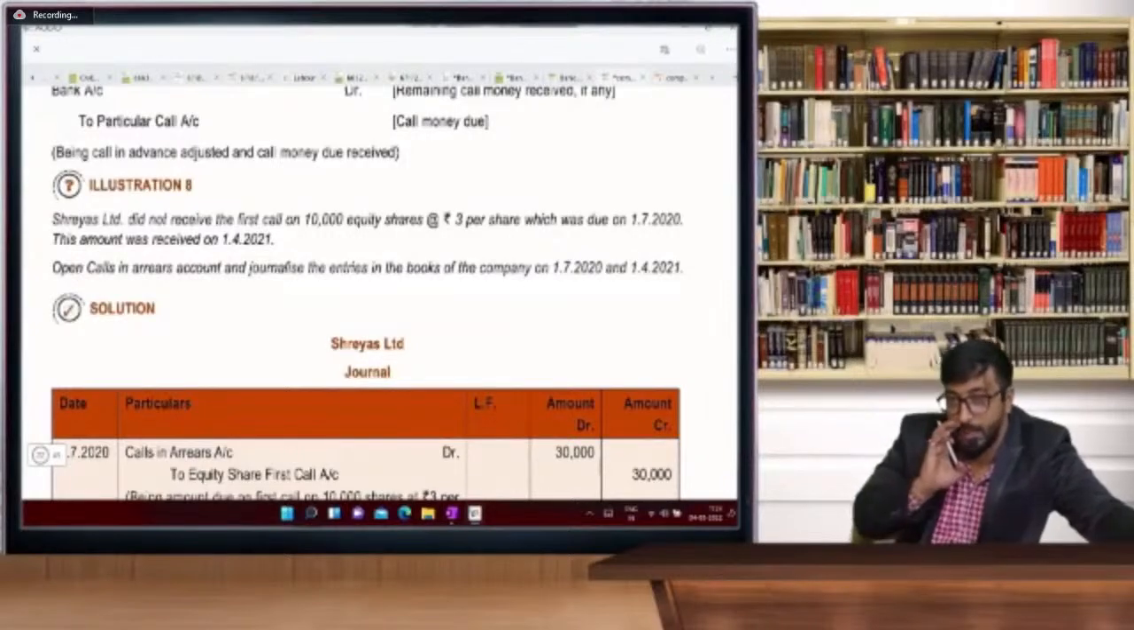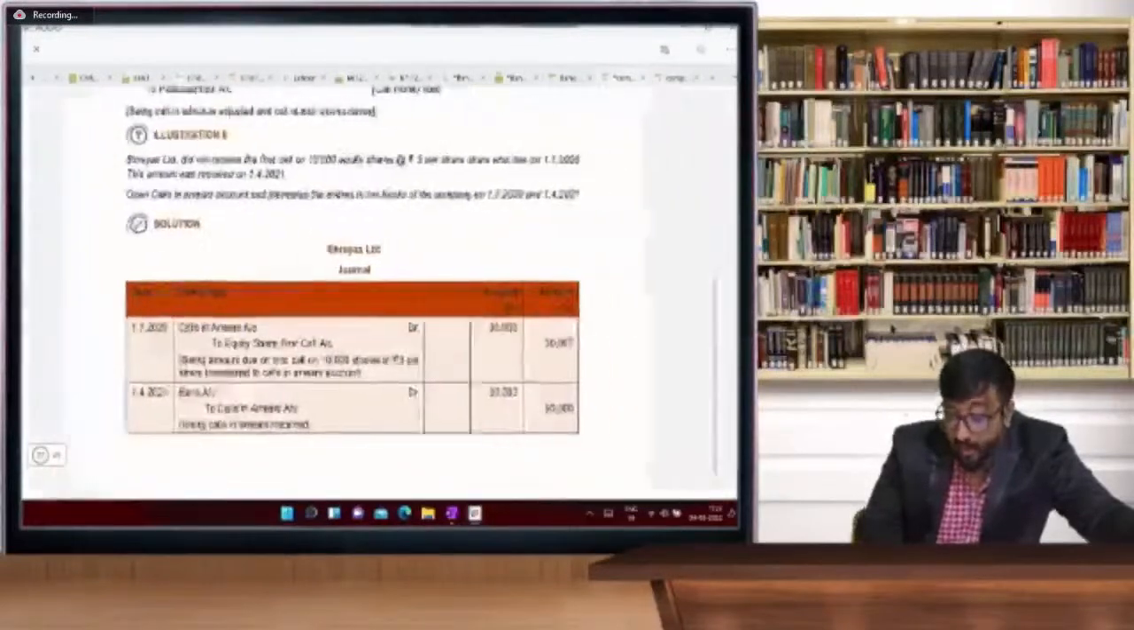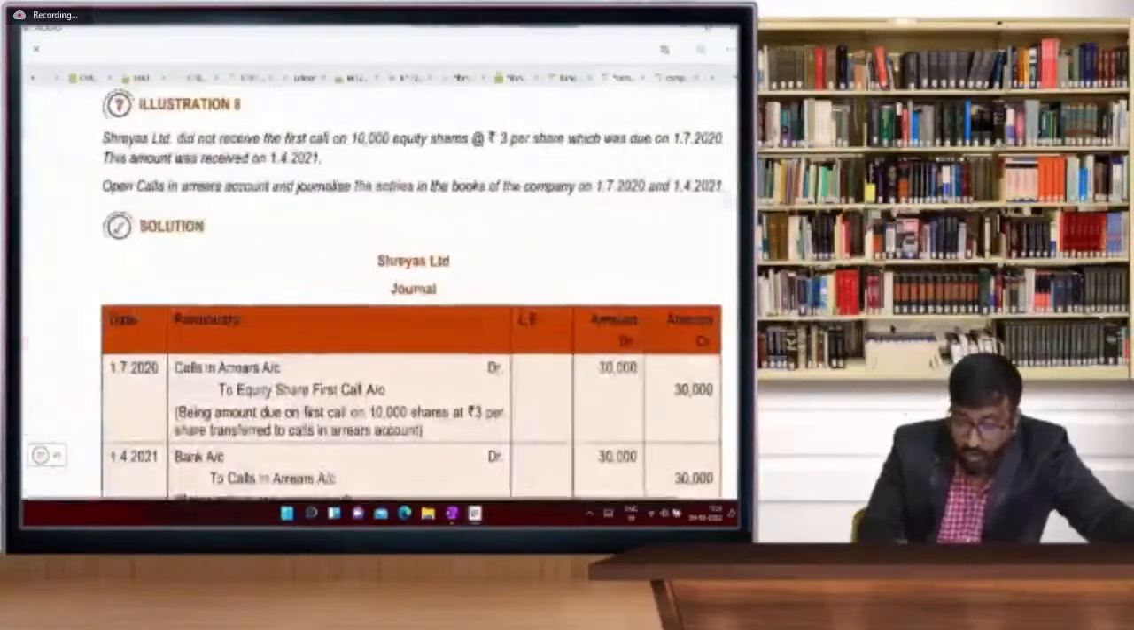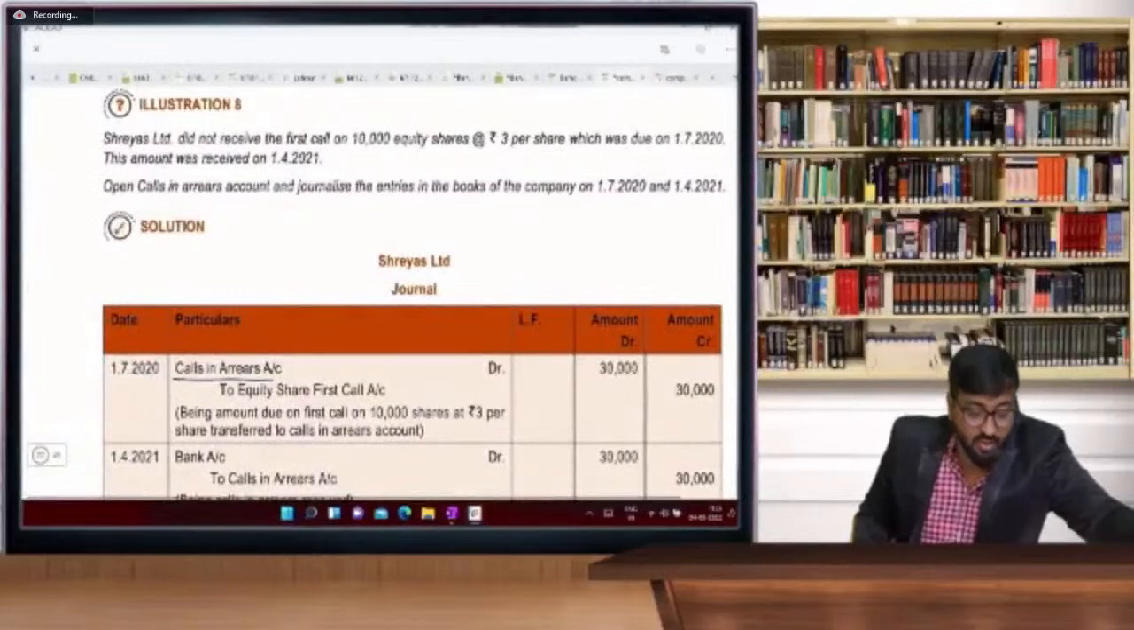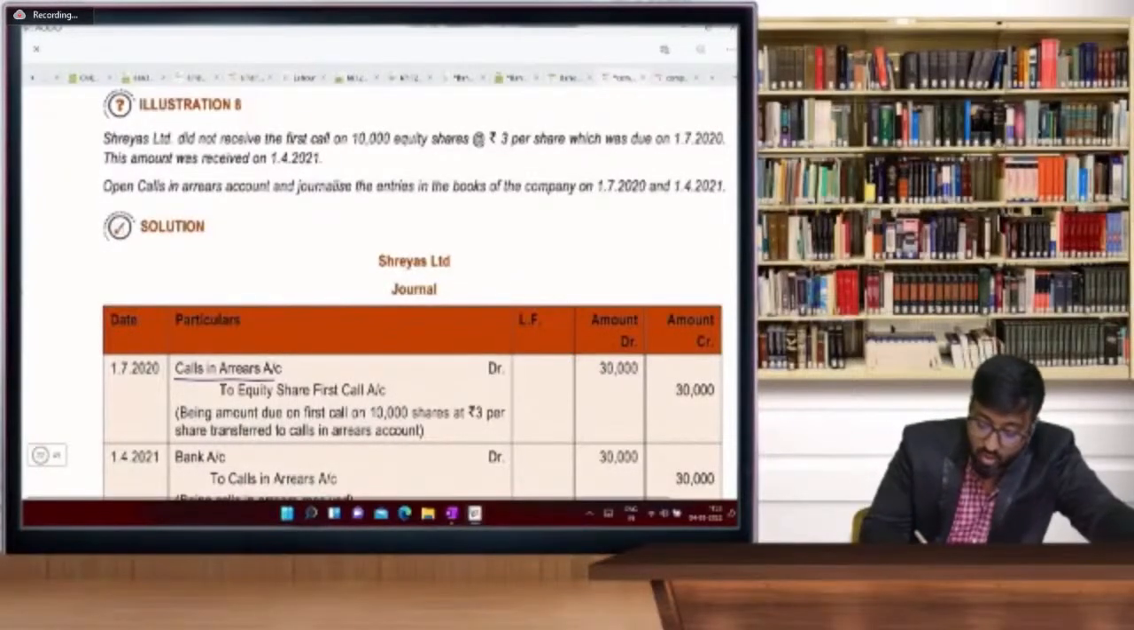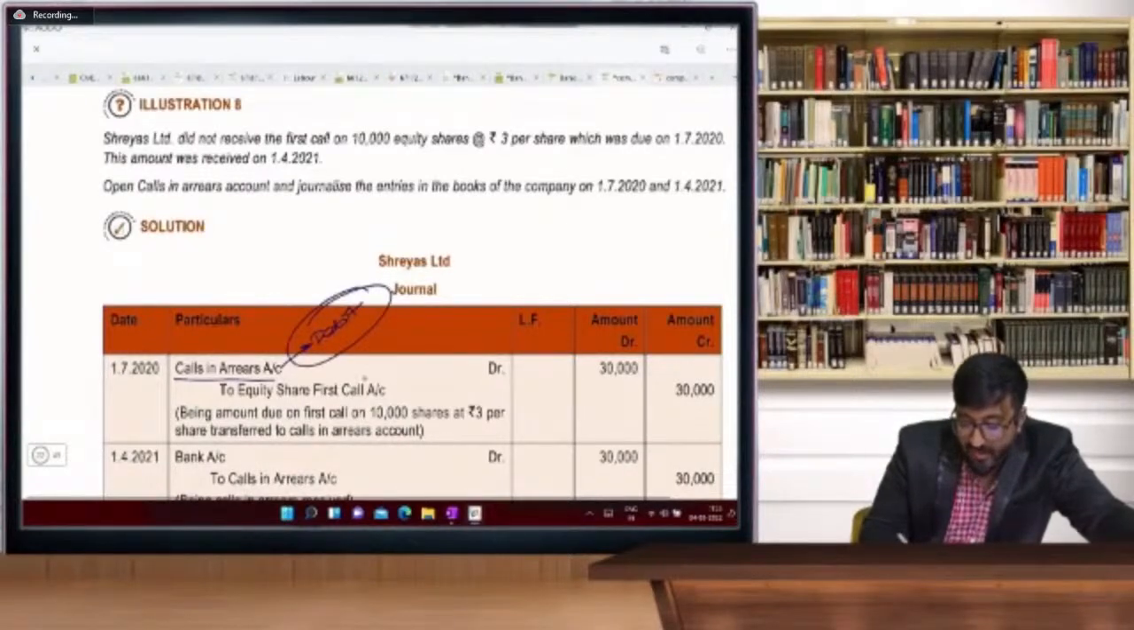Actually, ICAI must pass the entry for interest also, but only the calls in arrears entry is asked. So this question is really very easy. Calls in arrears account debit to equity share first call. First call is 10,000 into 3, that is 30,000. Calls in arrears always has a debit balance. And the first call we are going to cancel, and bank account debit to calls in arrears.